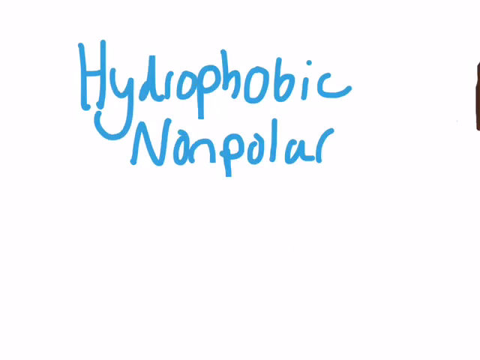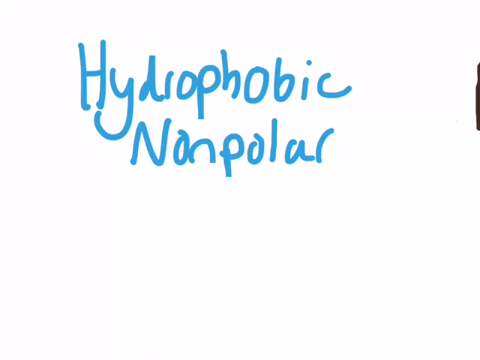So let's look at the hydrophobic nonpolar amino acids. These are going to have aliphatic side chains and aromatic side chains. These hydrophobic residues associate with each other rather than water, so they dislike water. And these are going to be found on the interior of folded globular proteins.